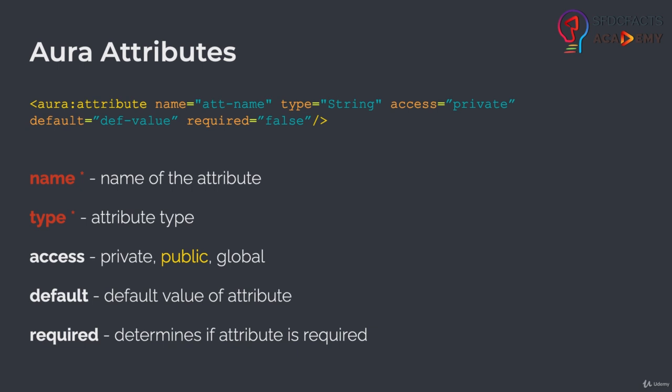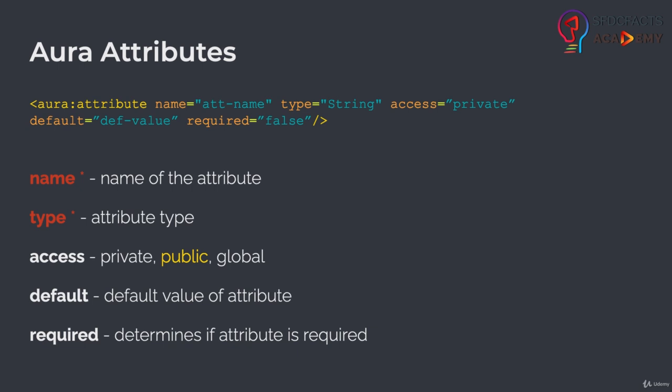If your attribute has the public access, then anyone or any component inside your Salesforce org can access this attribute. If it is private, then only the component in which this attribute is defined will have access to this attribute. And if it is global, then this can be accessed outside your own Salesforce org as well. This means if you have some managed package installed in your Salesforce org, they can also access this attribute. Just remember the default access is public.